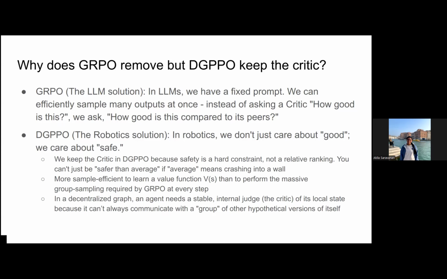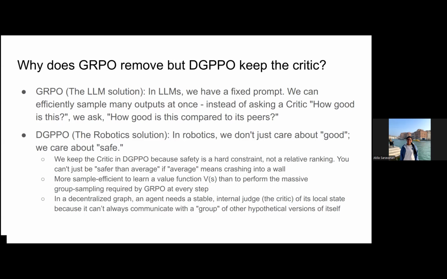But again, with robotics, since we care about safety, we keep it so that we maintain this hard constraint and not a relative ranking. It's not saying that crashing into the wall for 1 second is better than crashing into the wall for 5 seconds. Yeah, that's true, but you still crashed. You do care that I would rather not crash at all. So the binary is more important in this case than a more continuous space of options.